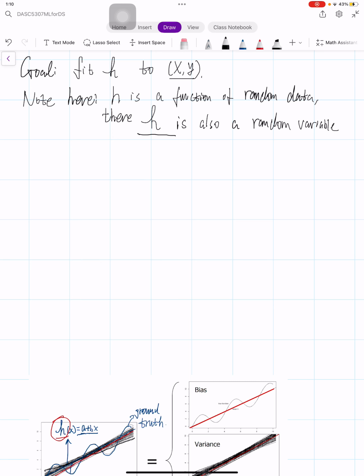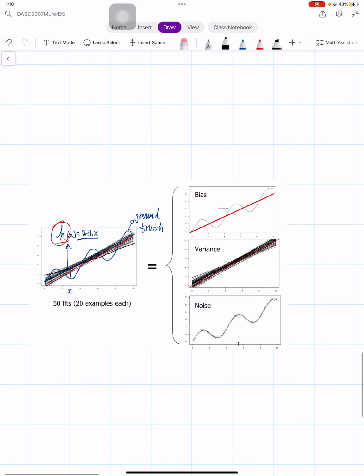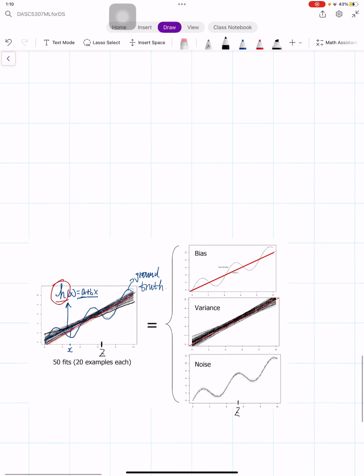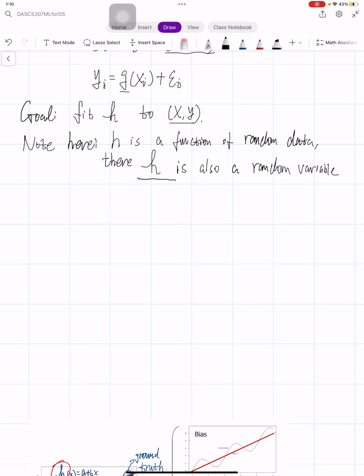So now consider some point z. At each point z in the feature space, consider an arbitrary point in the feature space. Suppose we have a d-dimensional feature space. So it's not necessarily a sample point.